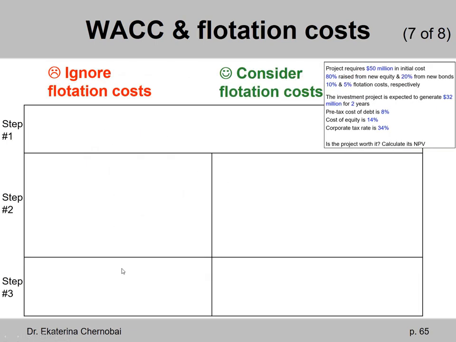Let's do it the wrong way and the correct way. The wrong way being ignoring flotation costs completely, like we don't know anything about them, we don't know what those are. And the right way will be with the flotation costs. The first step to calculating the project's net present value is finding its discount rate. We're going to use the weighted average cost of capital formula for the discount rate.